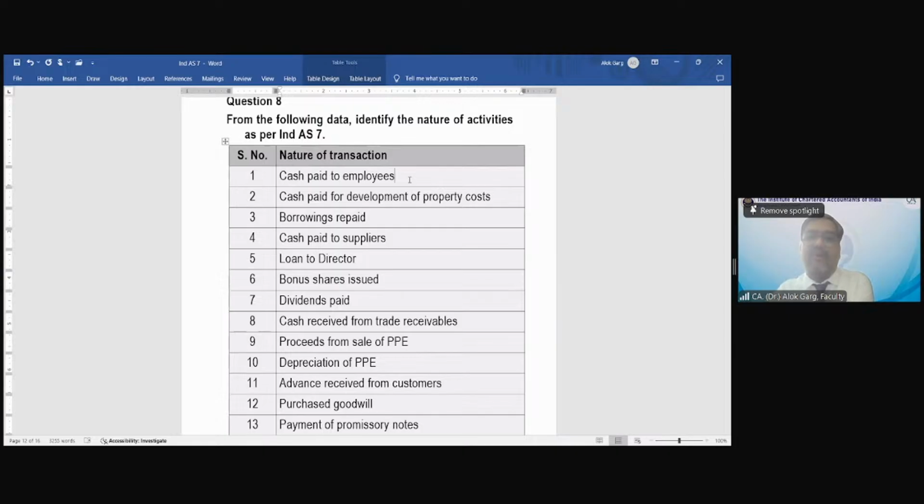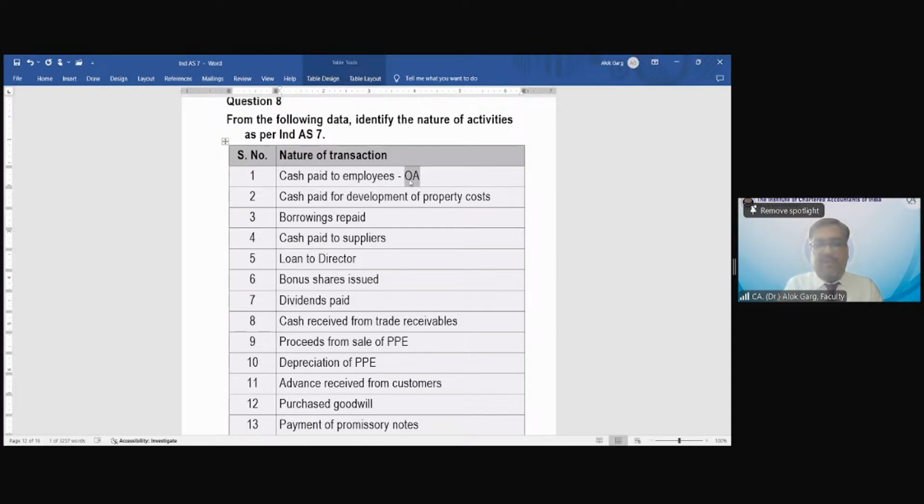Cash paid to employees. Operating activities. Because these employees work for the company, they help in producing the output, they help in running the operations, right? So cash paid to employees is an operating activity. Very good. This is an operating activity.